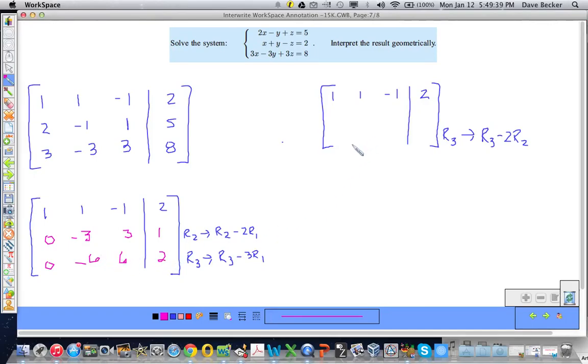Okay, so then I come up here. Row 2 is going to stay the same, 0, -3, 3, and 1. And I still need a 0 here, and that's a horrible -6. So what I'm going to do is take R3 minus 2 times R2, because that will make this a 0, and then I end up with 0, 0, 0, 0.